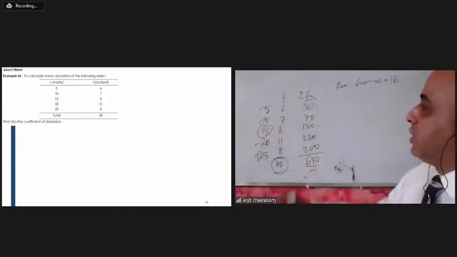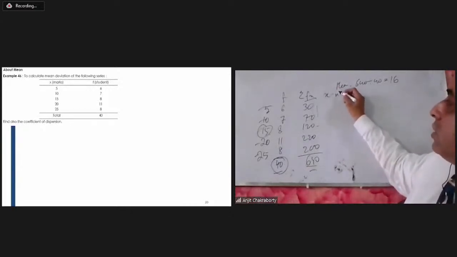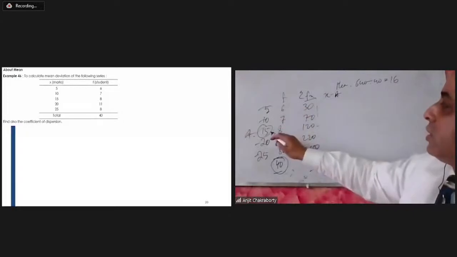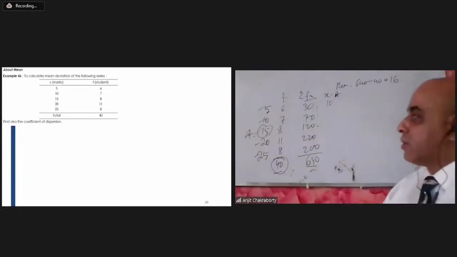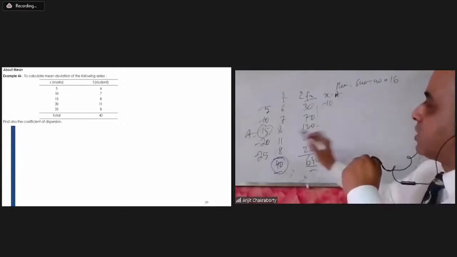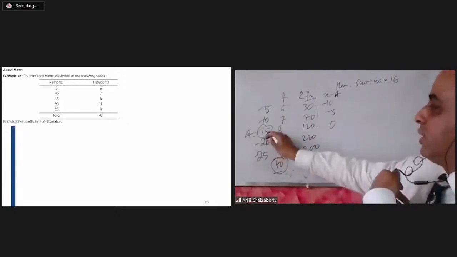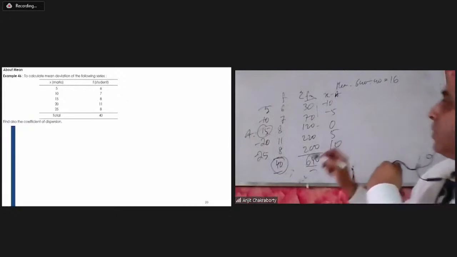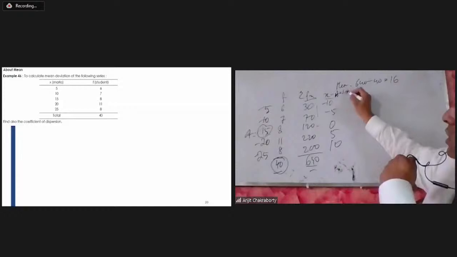Assumed mean is a, 15, and the deviation is x minus a. So what do we get? 5 minus 15 is minus 10. 10 minus 15 is minus 5. 15 minus 15 is 0. 20 minus 15 is plus 5. 25 minus 15 is plus 10. So we have got this deviation, which we can write as d.